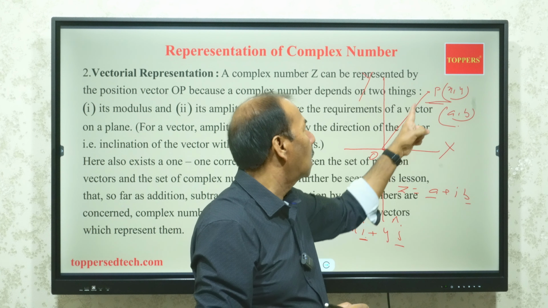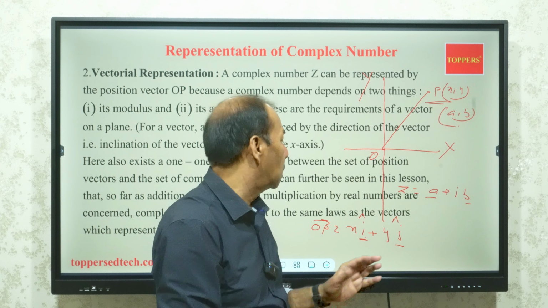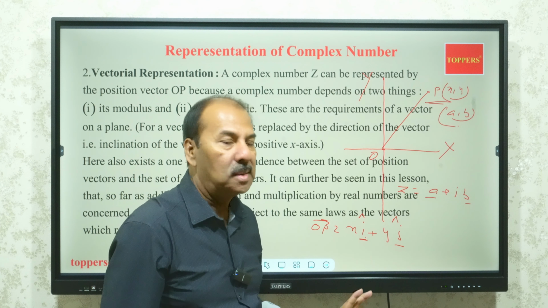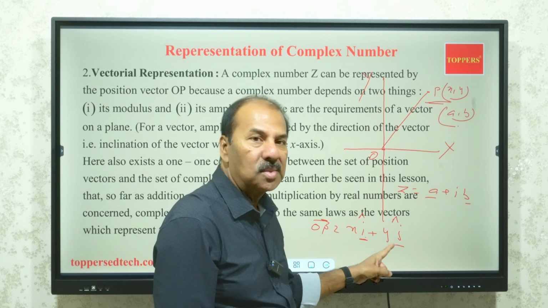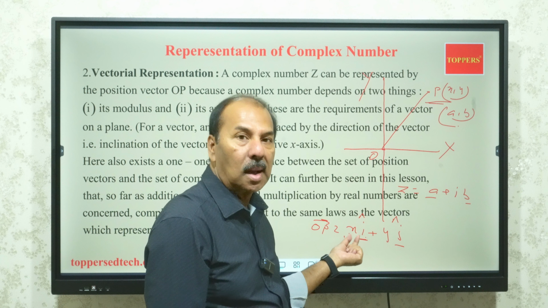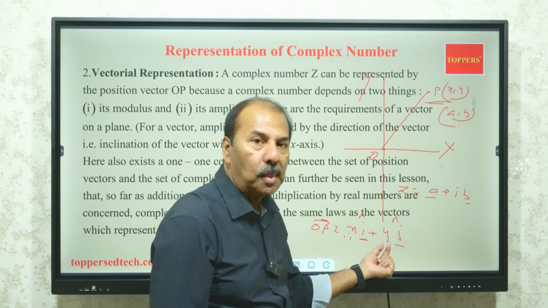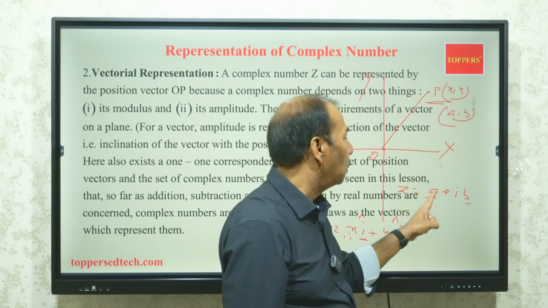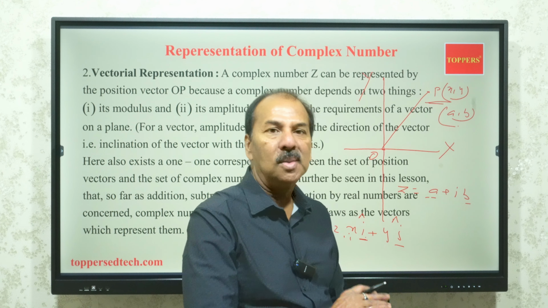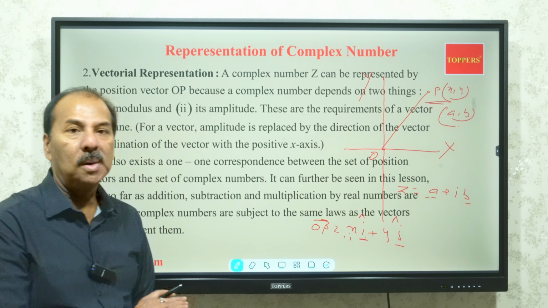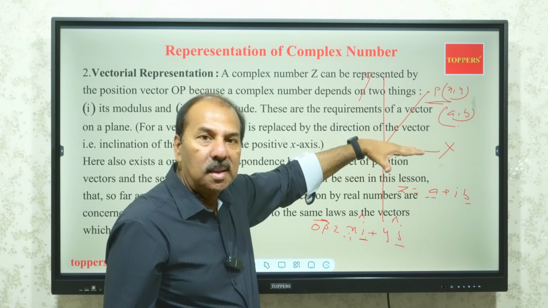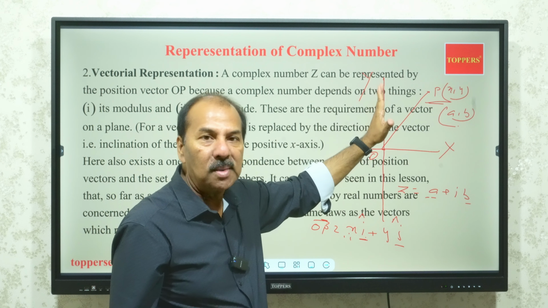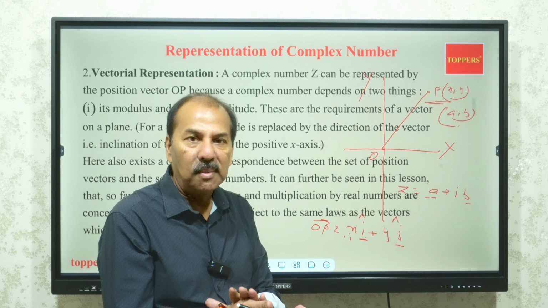If you have this vector as OP, in the vector representation we write xi plus yj. We say this is the unit vector i, unit vector j. It is the coefficient along x-axis, this is the coefficient along y-axis. Similarly, here it is the real part as well as the imaginary part. This is the only difference. Here we use the word unit vectors, here we use the word real axis as well as the imaginary axis.